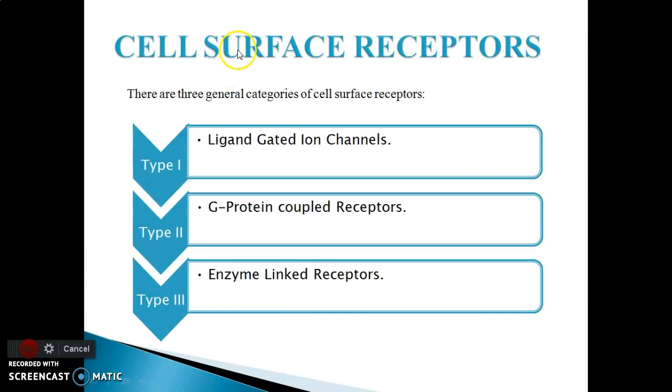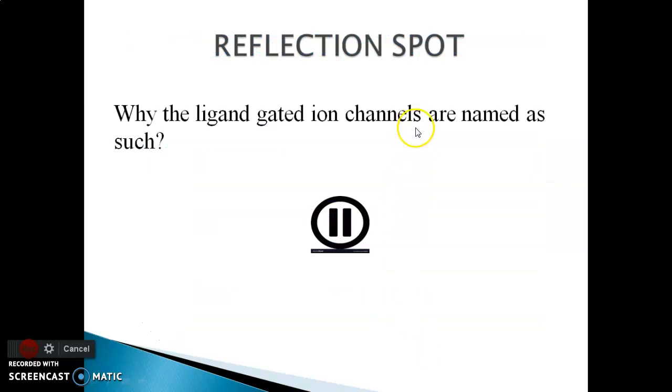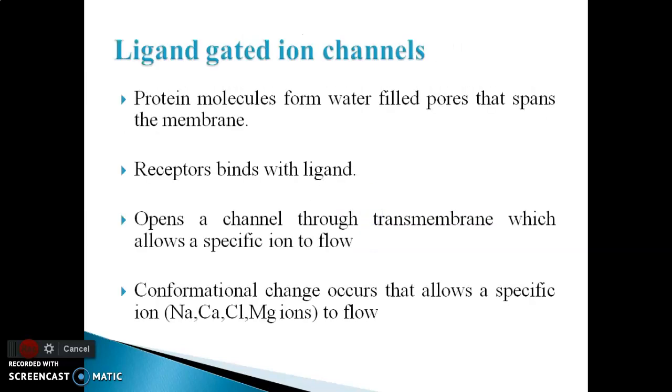Now, coming to the first type that we have seen, that is the transmembrane or cell surface receptors. These cell surface receptors are divided into three subcategories: ligand-gated ion channels, G-protein coupled receptors, and enzyme linked receptors. Take a pause and think why the ligand-gated ion channels are named as such. Write on a piece of paper, memorize in the mind, and let's see about them.